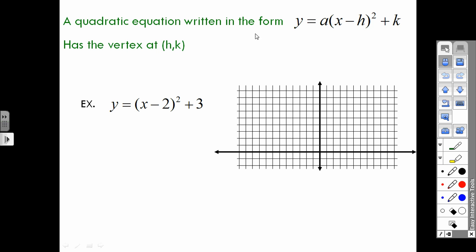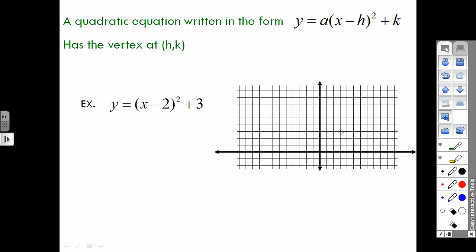So here it is, y equals a times the quantity of x minus h squared plus k, where h and k are the vertex. And I believe this is the form that we were working with early on in the first unit that we did. If we look at this, we can read off the vertex very easily. The vertex is going to be 2, 3, and if we need to graph it, I'll take the blue pen, going over 2, and up 1, 2, 3.